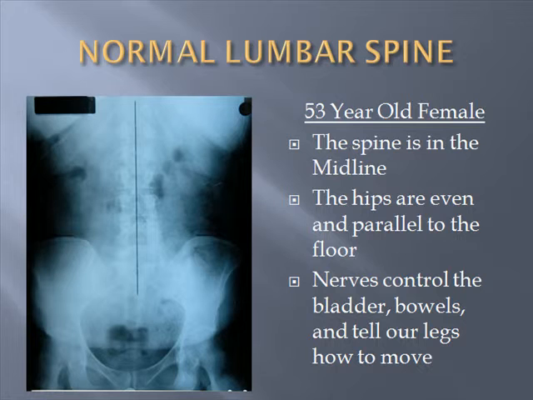You can see, if you look at the hips, there's a little black line on the top of each pelvis, or each hip bone. And the nerves in this area control the bladder, bowels, and tell our legs how to move and perceive the tingling, numbness, hot, cold, things of this nature.